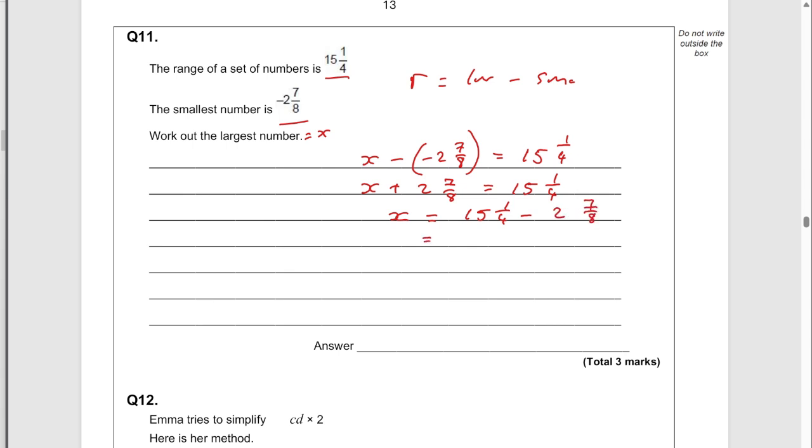To subtract numbers, you need to have the fractions as the same denominator. So I'm going to convert that to being 2 over 8 minus 2 and 7/8. You could convert these to both being improper fractions and subtract them. However, what I'm going to say is that 15 minus 2 is going to be equal to 13. And I still need to work out 2 over 8 minus 7/8. Well, that would technically be a negative number. So 13 minus 5/8. And then 13 minus 5/8 is going to be 12 and 3/8.